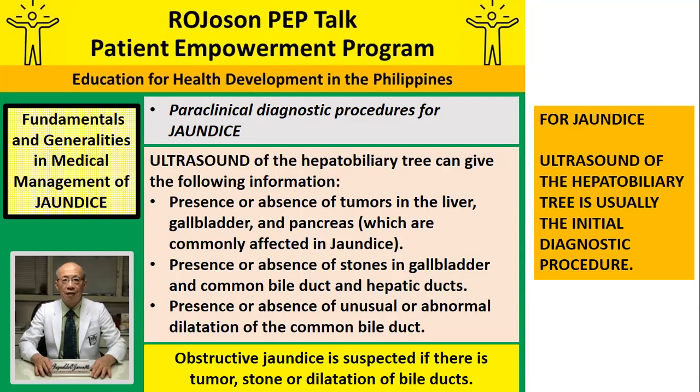Ultrasound of the hepatobiliary tree can give the following information: the presence or absence of tumors in the liver, gallbladder, and pancreas, which are commonly affected in patients with jaundice. Presence or absence of stones in the gallbladder, common bile duct and hepatic ducts. The presence or absence of abnormal dilatation of the common bile duct. Because if the common bile duct is dilated, even if there is no stone, you will have to suspect an obstruction. Okay. So obstructive jaundice is suspected if there is a tumor, stones, and dilatation of the common bile ducts. So this is how we interpret the results of the ultrasound.